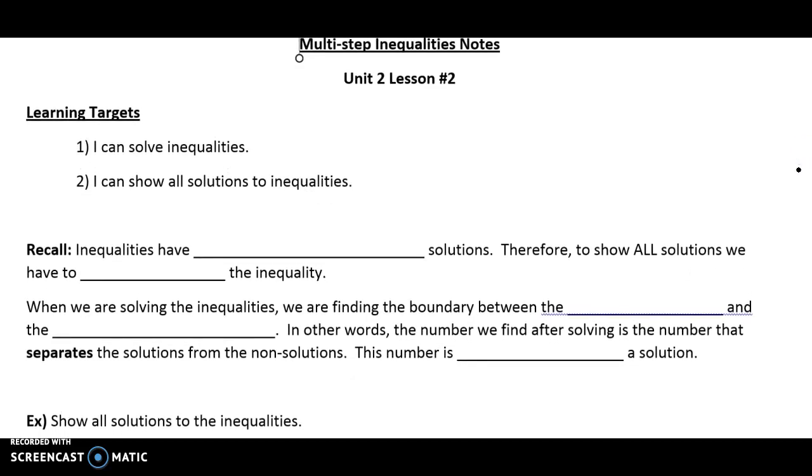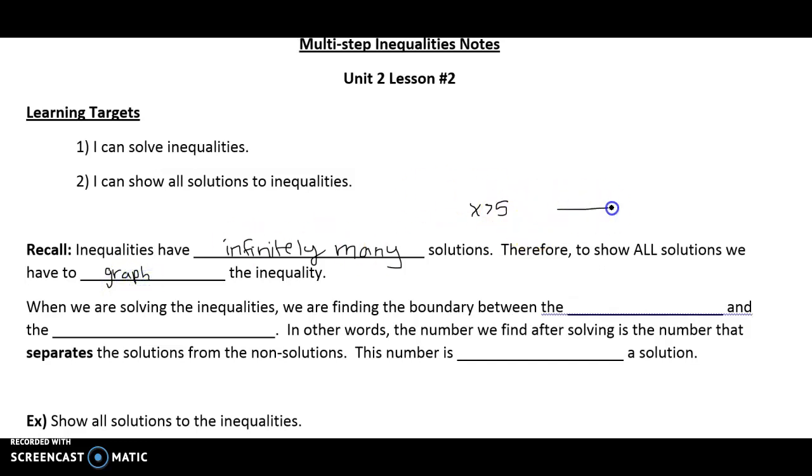So inequalities, we talked about last Friday, have infinitely many solutions, okay? Because if you think about x is greater than 5, 6, 7, 8, 9, those are all answers, and anything greater than 5 is an answer. So, to show that, we talked about having to graph them, okay? This whole unit, we're going to have to graph our answers.